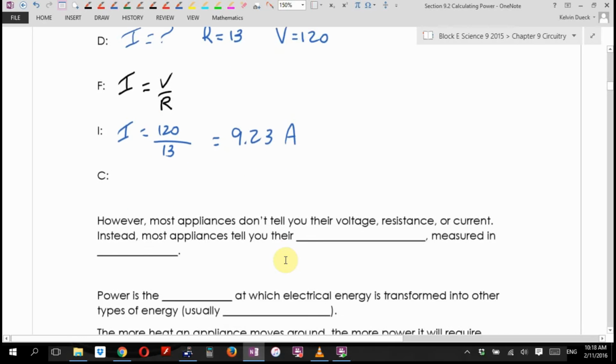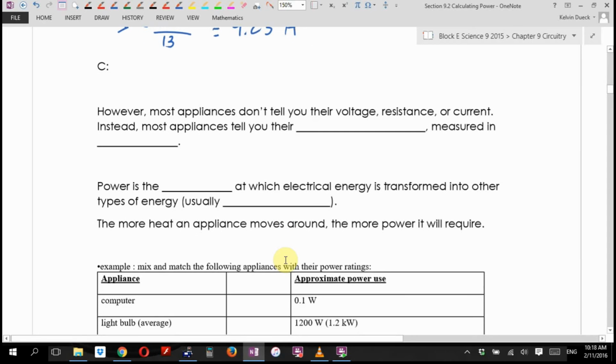Problem. Most appliances don't tell you their voltage or their resistance or their current. Instead, most appliances tell you their power. Measured in? Anybody know what we measure power in? Power is measured in what? Yes, it's a dumb joke, but yeah, watts.